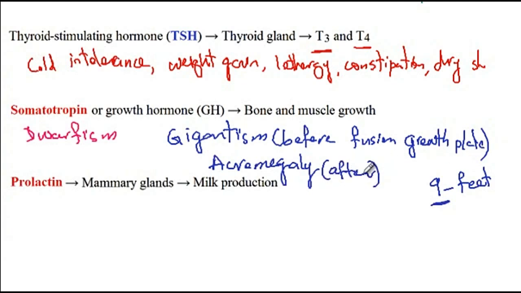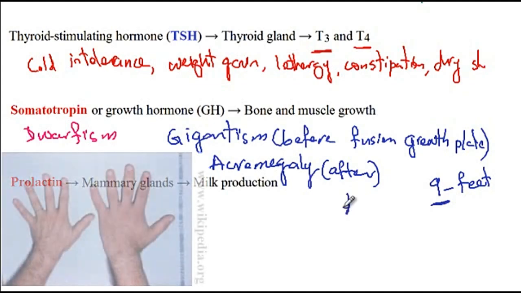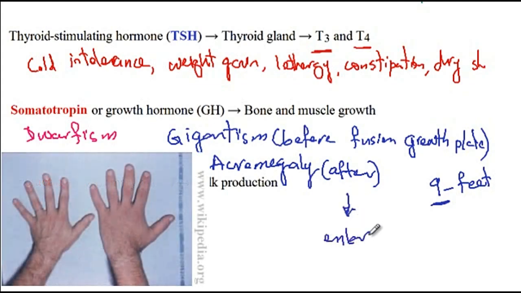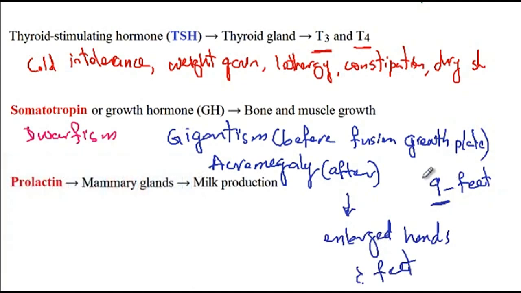So after fusion of the growth plate, if there is excess growth hormone production, patients present with acromegaly, where they would have enlarged hands, jaw, and feet. But since their growth plate has already fused, they won't have a high height. They would have a normal height, but there would be enlargement of their hands and feet.